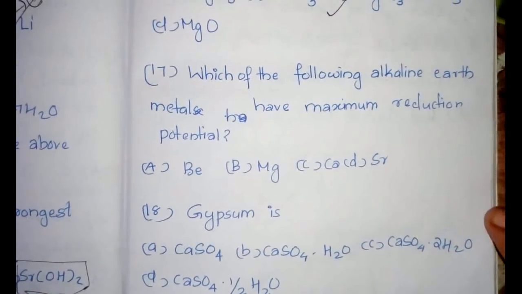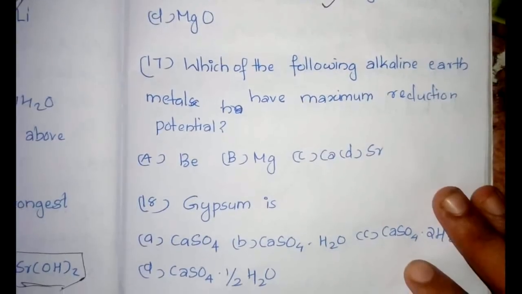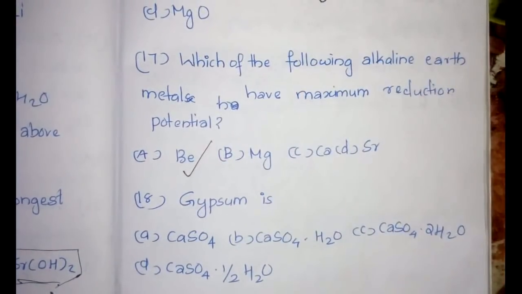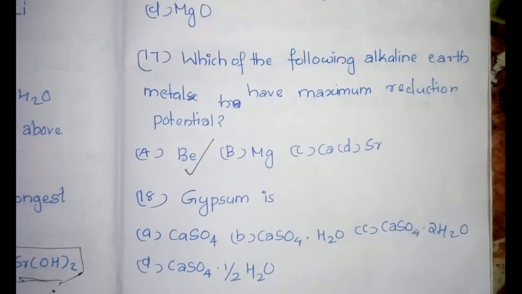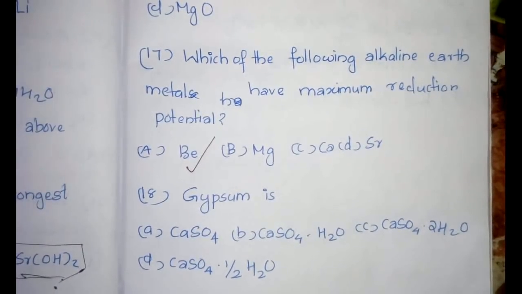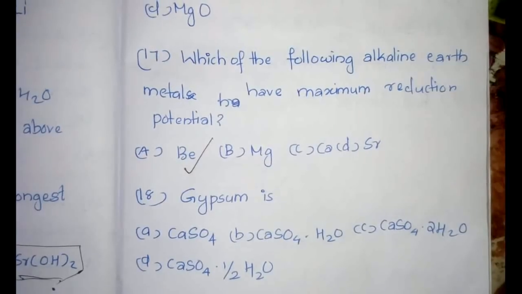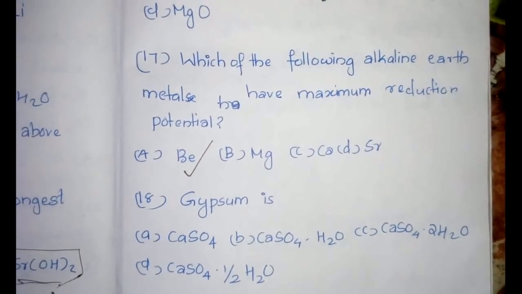Then the 17th question is which of the following alkaline earth metal have maximum reduction potential? For the 17th question the answer is option A, beryllium. That is also having many considerations, but we will be talking about the size considerations here. Because of its size, beryllium will be having the maximum reduction potential among beryllium, magnesium, calcium and strontium.